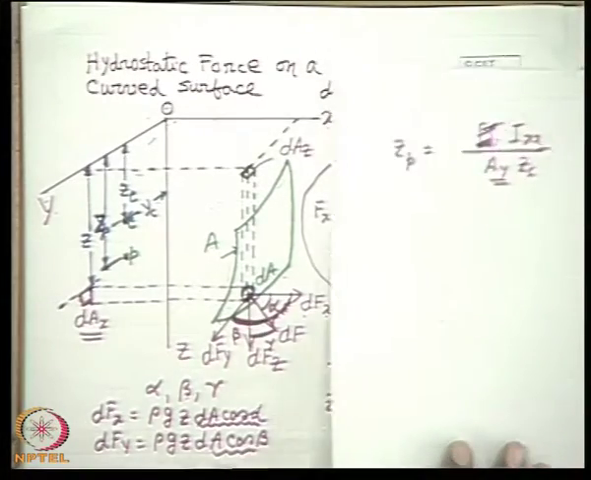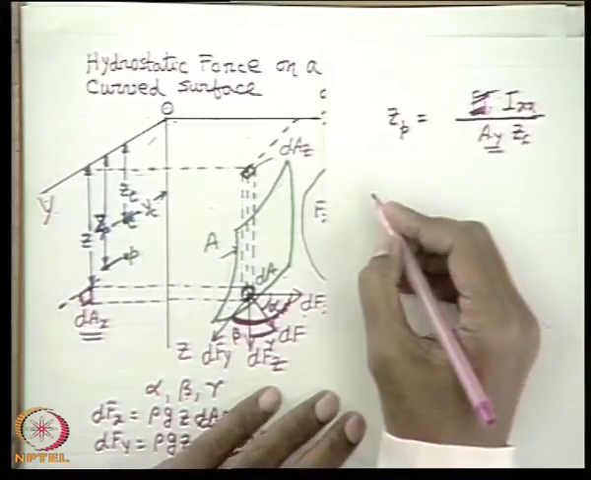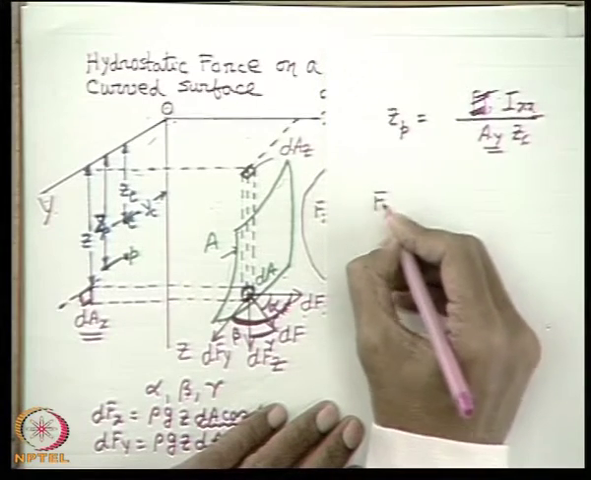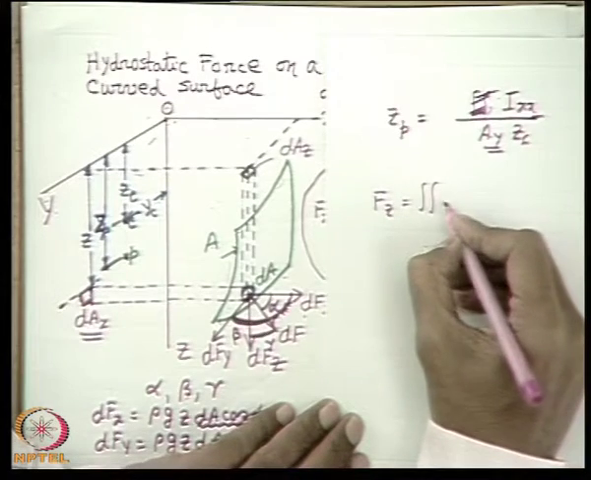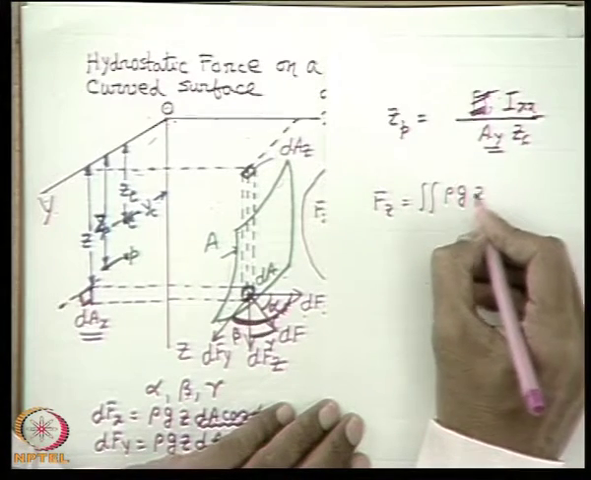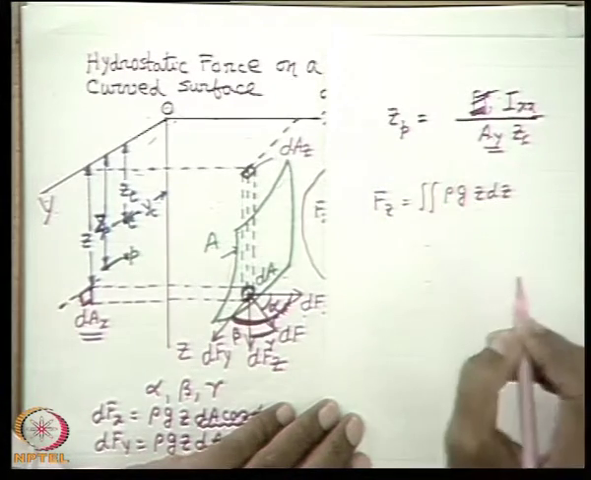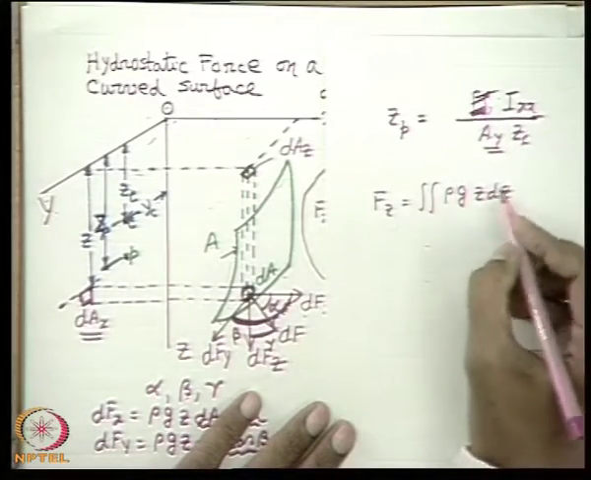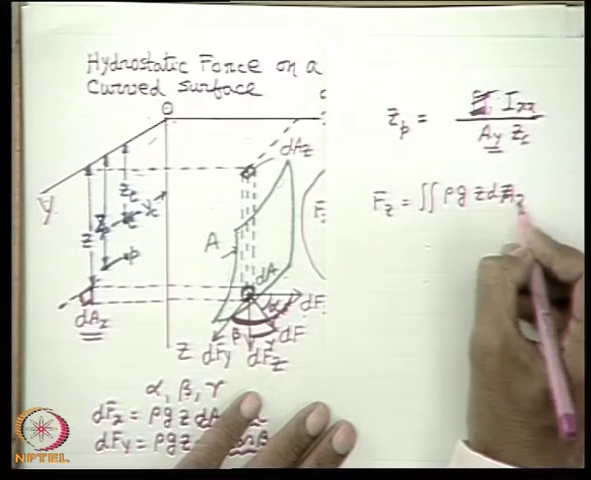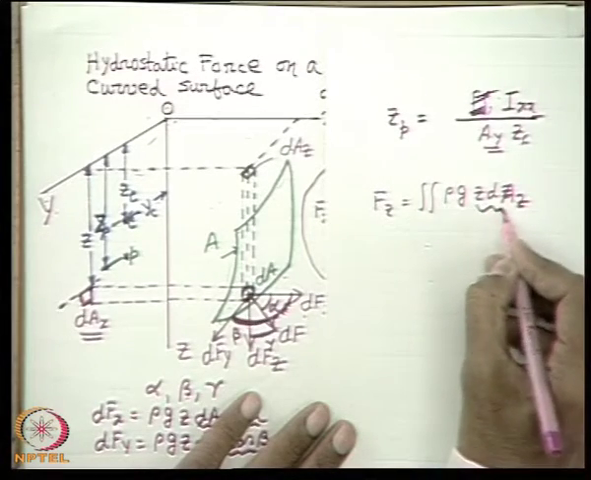So Fz, now let us write this. Fz is the integration of dFz, that means rho g z dA_z. So now what is z dA_z?